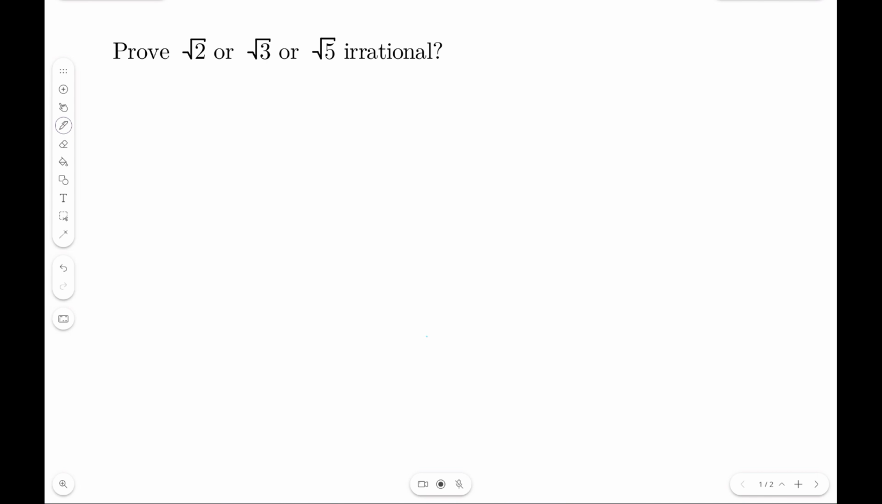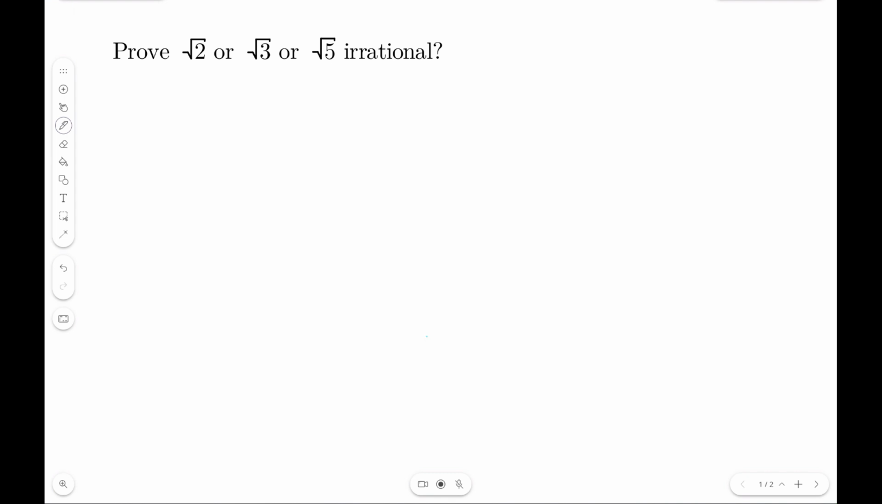Whatever may be the question type, whatever may be the number which is asked to be proved as irrational, I will teach you five simple steps. Just use these five steps on every problem so that you can solve this problem very easily. Okay, shall we see how we are going to solve this?